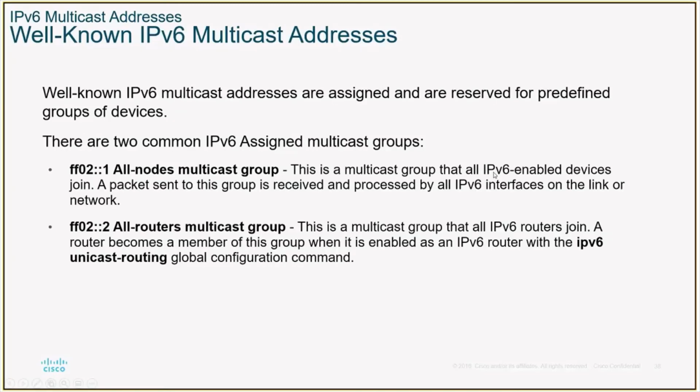Okay, so well-known IPv6 multicast addresses are assigned and reserved for predefined groups of devices. As I said, there's an all-nodes address, so all IPv6 hosts will listen to this. When you do a neighbor solicitation message, the destination will be FF02::1. And then when you do a router solicitation message, it will be FF02::2. That will be the destination. And so, yeah, that's basically the process.